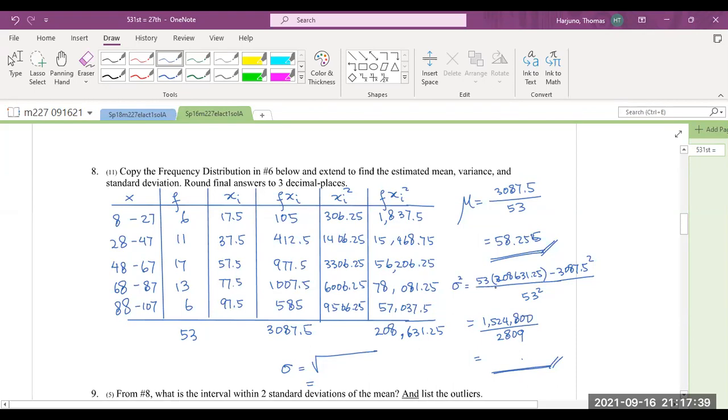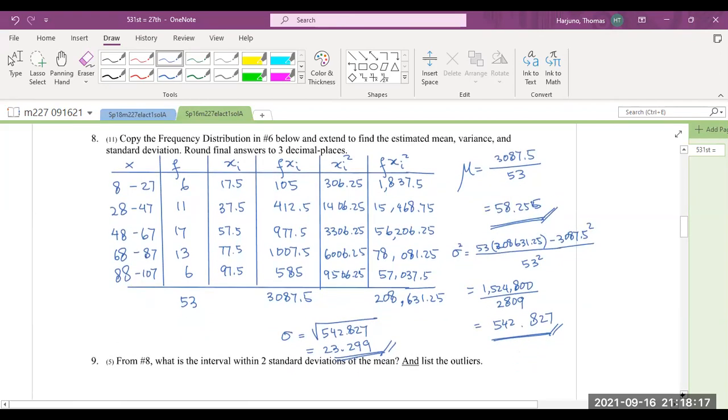And then divide it by 2,809. That's 542.8267. The square root of that is 23.299. It was supposed to be 86, but when we round it becomes 9. Okay, that's the standard deviation.